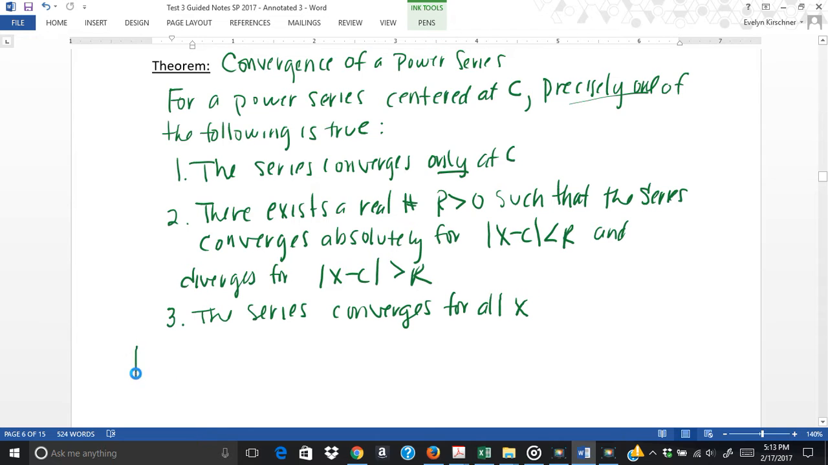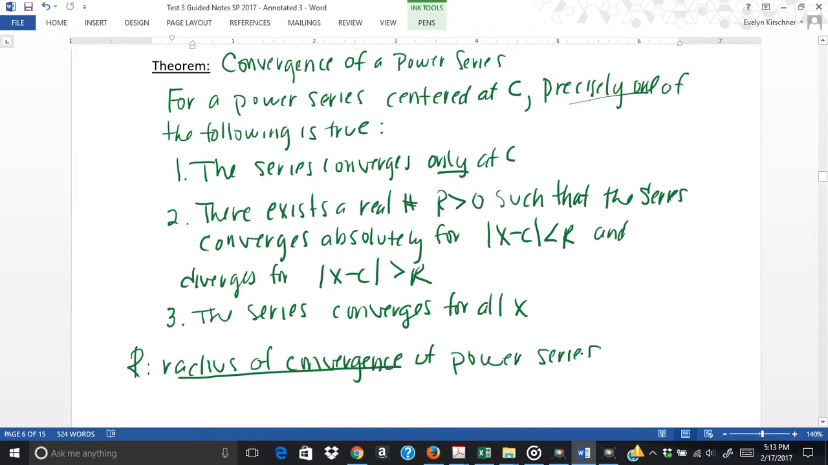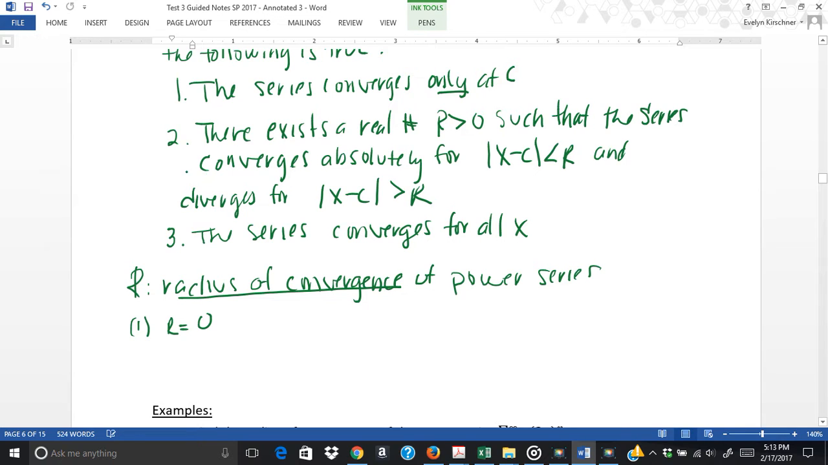Okay, so R is my radius of convergence of the power series. And if a series converges only at c, so if one occurs, then my radius is 0. If it converges for all x, so if three is true, then my radius is infinity.